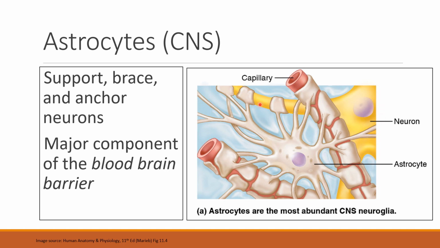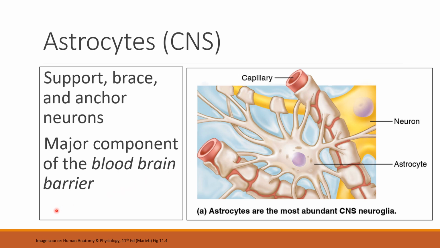Maybe this is a dendrite, or maybe it's an axon. Doesn't really matter for this discussion. And then you have these capillaries, which are the blood vessels that bring oxygen and nutrients to your brain. So these astrocytes will support, anchor, and brace the neurons, keep them in place. They'll act as some sort of connector, if you will, to these capillaries. You see how they kind of cover the walls of the capillaries.